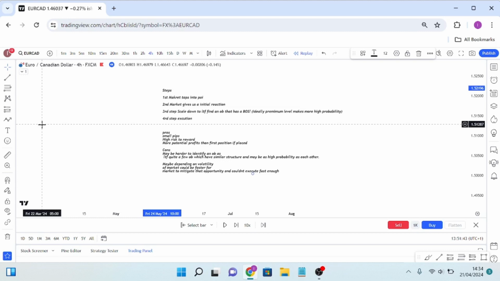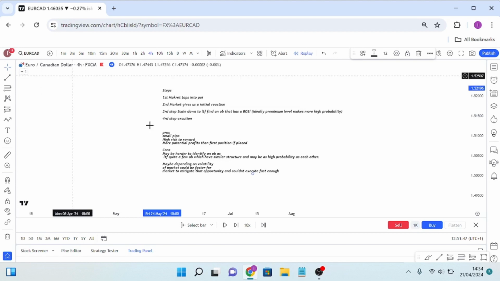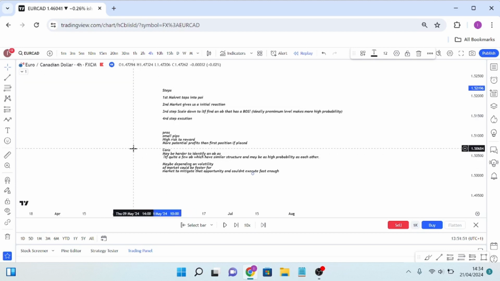However, it does come with, in my opinion, some cons, because when you're going on a lower time frame, there's more OBs, more order blocks, which may look as valid as each other, may all have a break of structure, which may all be unmitigated. Now, if they're all unmitigated, that's so many opportunities. However, potentially the market may only respect one. So what do you have to do?